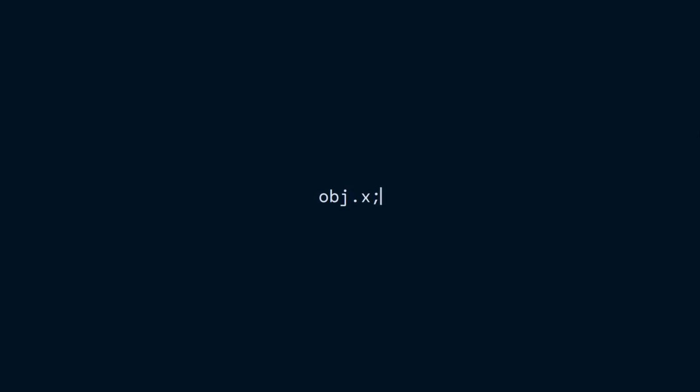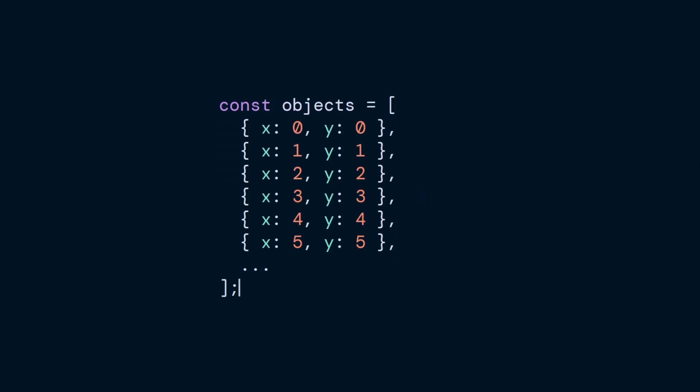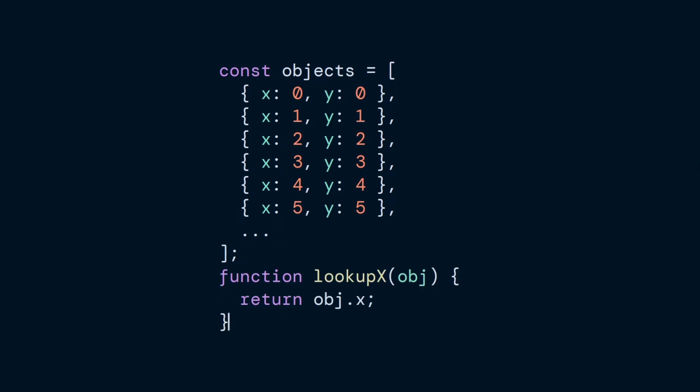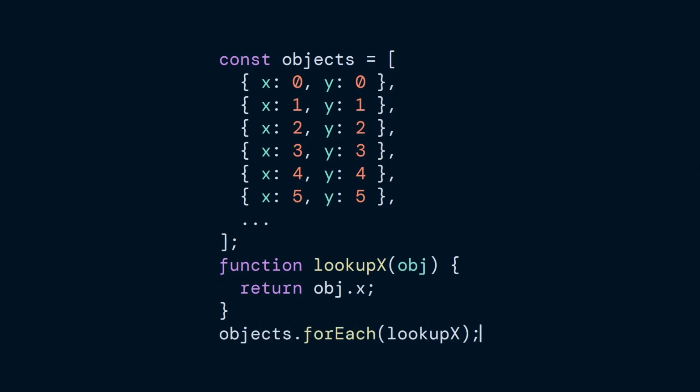So let's take a look at how it works. Here I've generated an array of simple objects. Each of the objects has an X property and a Y property. I've also created this function which does a property lookup, so it takes an object and returns its X property. And we are calling this function for each object in the array. Now let's run this program in Node.